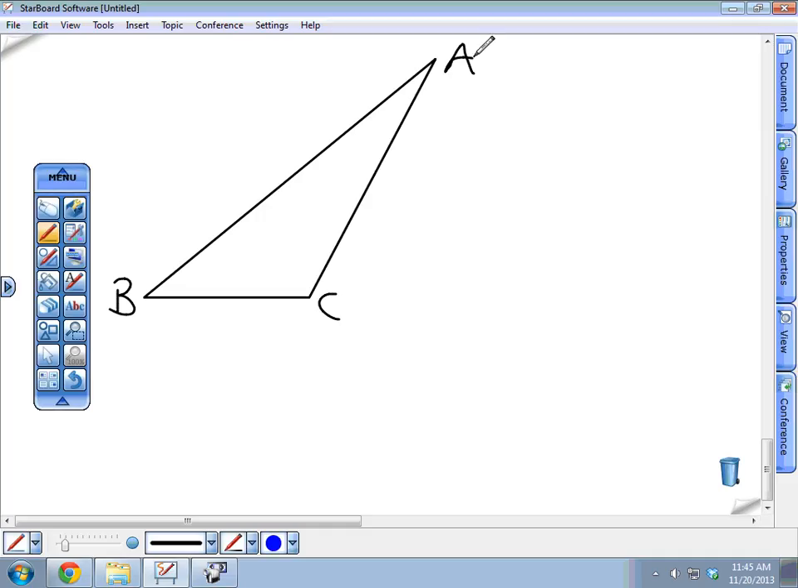Okay, so did everybody get your median? Notice my median is going to go right from the center of BC all the way up to my vertex, right? That's my median. Looks like a road going into infinity. Wonderful.